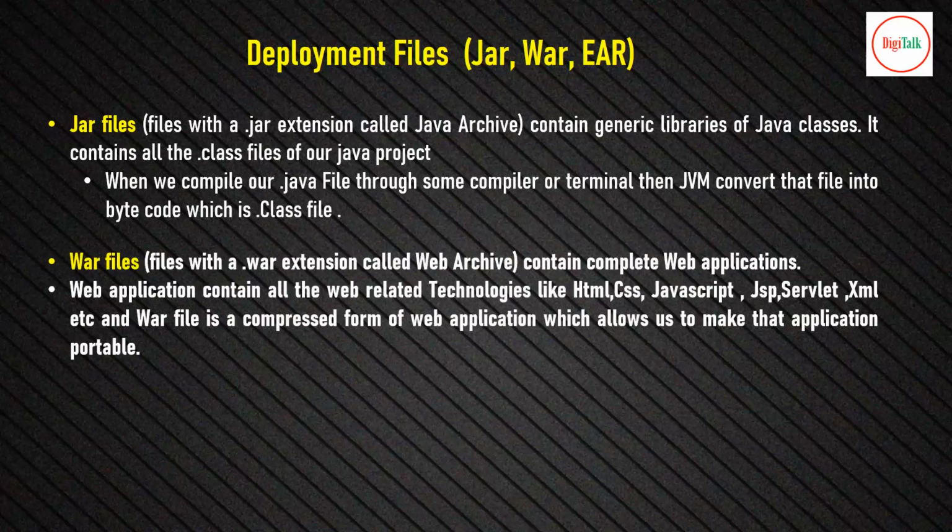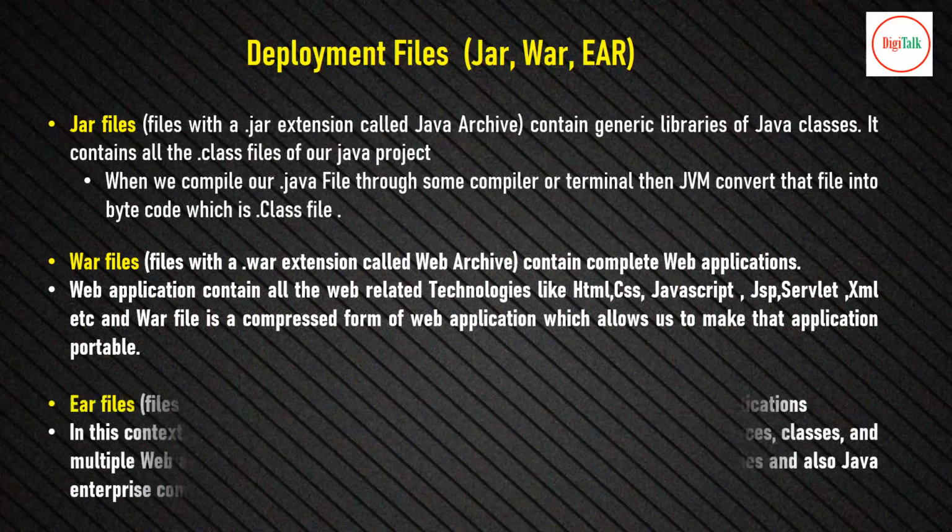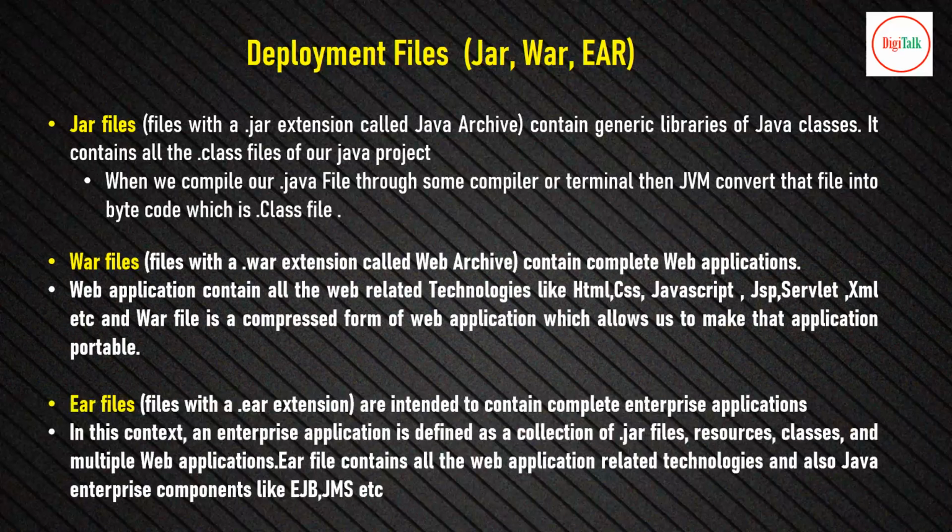A WAR file is a web application file. So if you have a web application, then in that case you have to create a WAR file. A WAR file contains your HTML, CSS, JavaScript, JSP, servlet, XML files, and maybe images and a lot of other content specific to your web application. So if you are developing a web application, then you have to zip the content in .war file format. And EAR is an enterprise application.